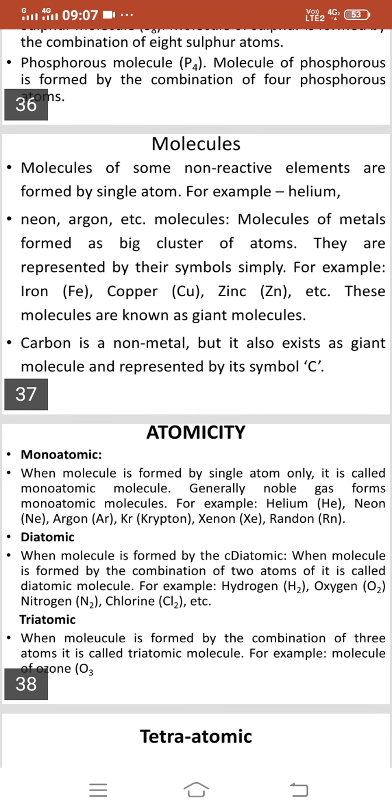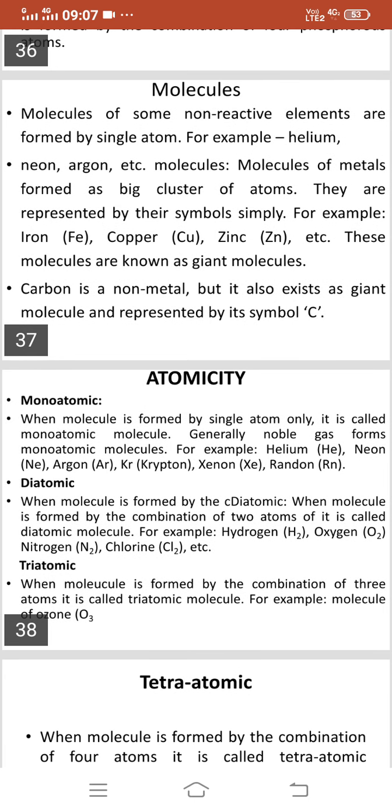Now the next important topic is atomicity. You can divide atomicity into various forms. The first one is monoatomic. When a molecule is formed by a single atom only, it is called a monoatomic molecule. Generally, noble gases form monoatomic molecules, for example helium, neon, argon, krypton, xenon, radon.